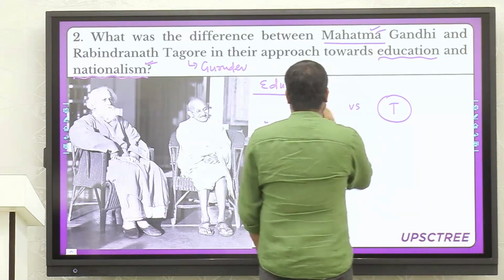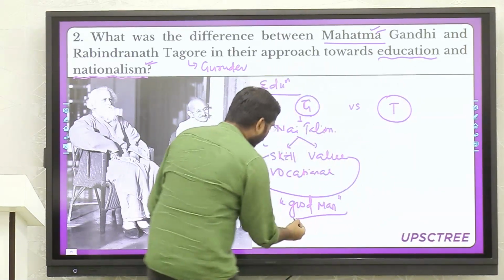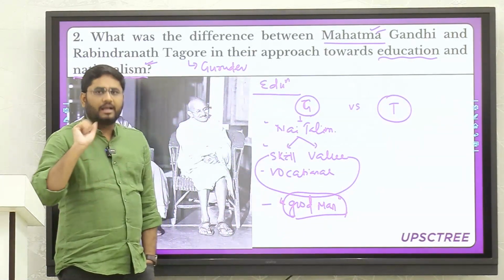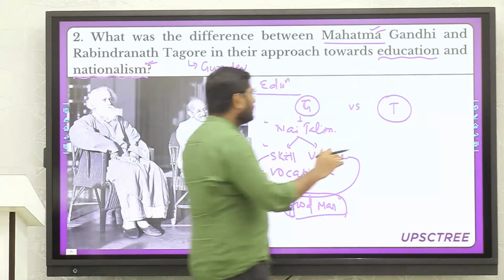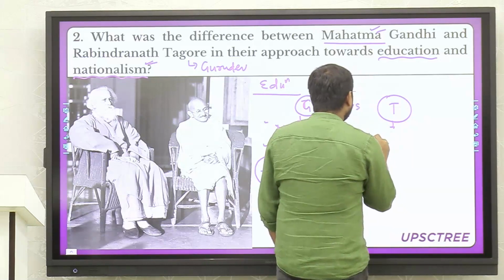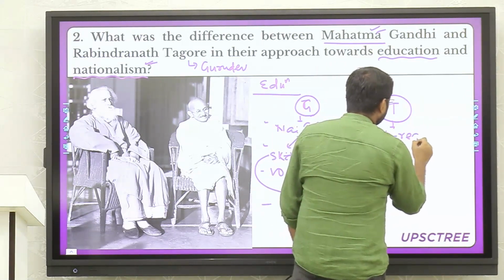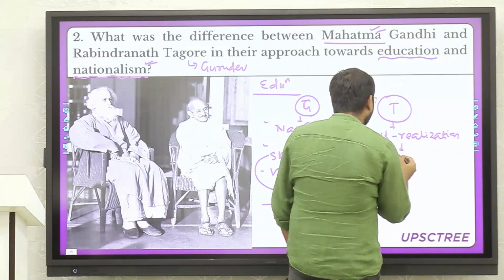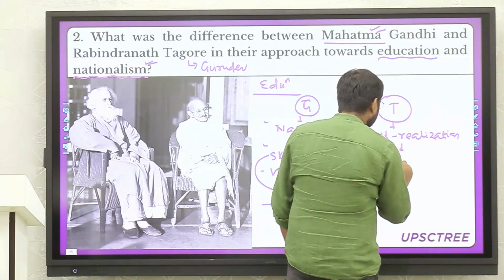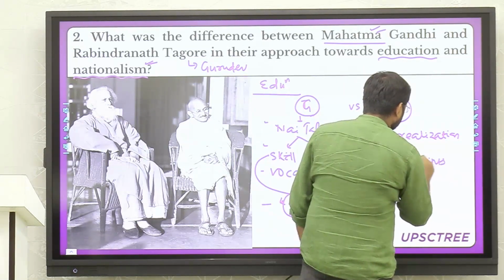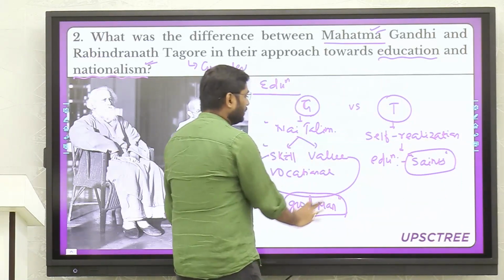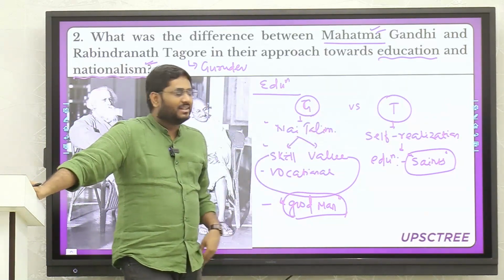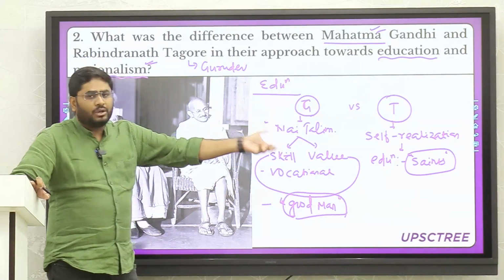But Tagore's idea of education is completely different. While Gandhi is talking about how to build a good citizen through skill based, vocational and value based or ethical education, Tagore is talking about the goal of education being self realization. That means in Tagore's world, education should build saints, not only just a human being or a good citizen. That is what their major difference was all about.